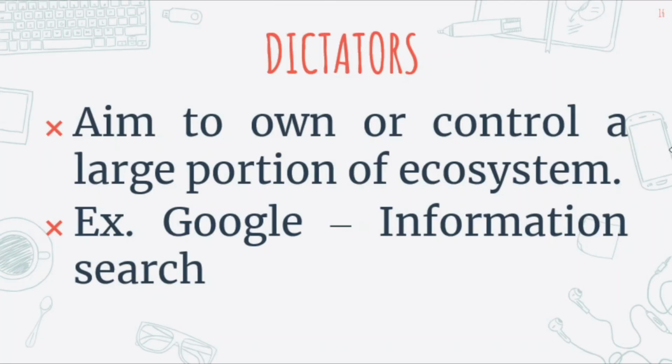Next are dictators. Dictators aim to own or control a large portion of the ecosystem. For example, Google search, the information search. We are now in the information world. Because information is so relevant to all of us, if you have the information, it means you will own a large portion of the ecosystem.